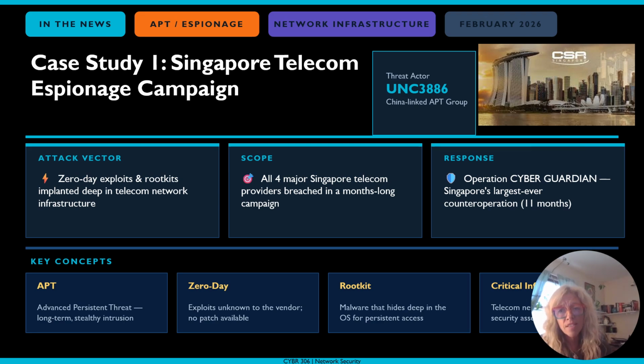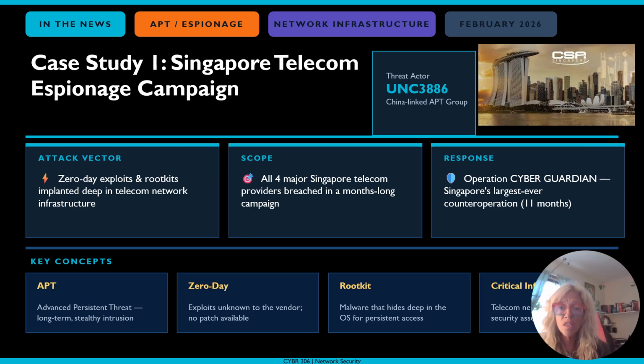So here's what makes this especially alarming. They didn't hit one provider, they hit all four. So telecom infrastructure carries voice, internet, and government communications. So compromising it gives an adversary the ability to intercept traffic, monitor communications, or potentially disrupt service for an entire nation. And that's why we classify telecom as critical infrastructure.